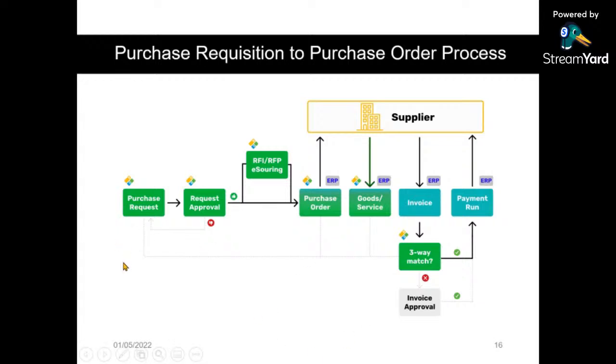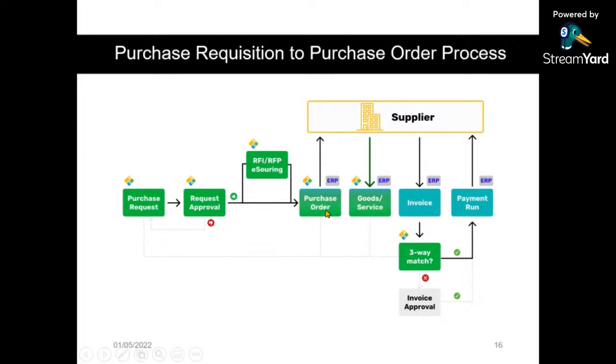And this particular diagram is going to cover everything we discussed: the purchase requisition to purchase order process. The purchase request will be created and approved. If not approved, it will be sent back to the requisitioner, and they will resubmit it, and again it will be approved. Then we will ask the supplier for a request for information, a request for proposal, or the e-sourcing document. Basically, the supplier will be sending the proposal to us. Based on that, we will be creating a purchase order.